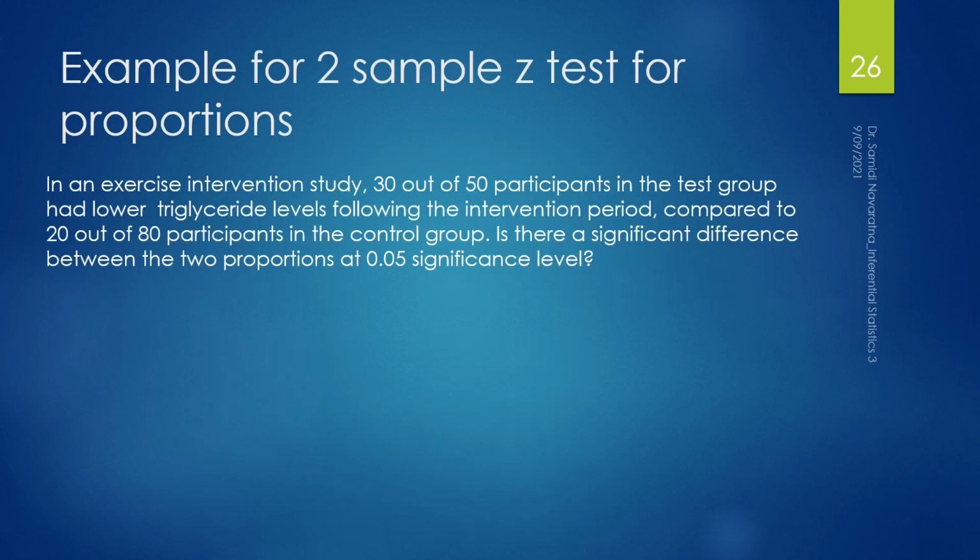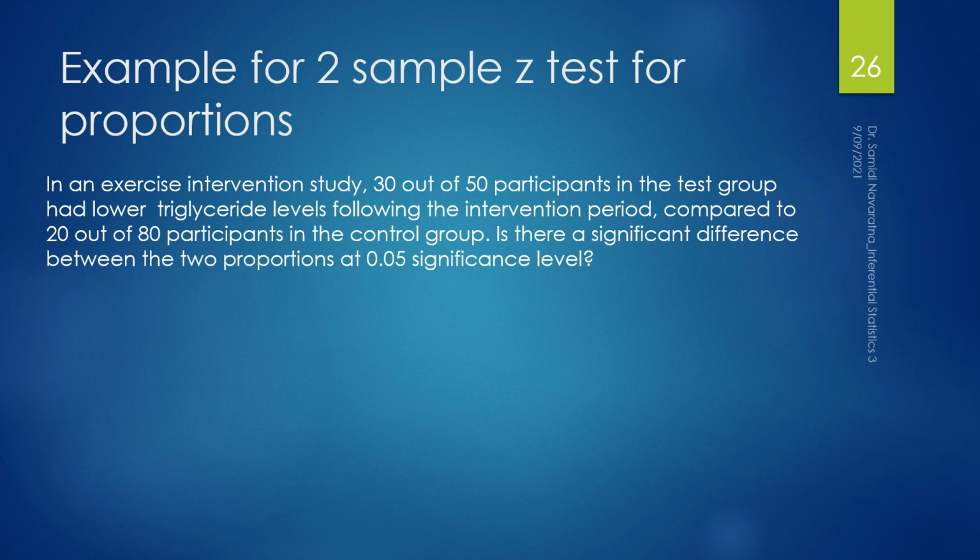Let's look at an example for hypothesis testing using two sample Z tests for proportions. In an exercise intervention study, 30 out of 50 participants in the test group had lower triglyceride levels following the intervention period compared to 20 out of 80 participants in the control group. Is there a significant difference between the two proportions at 0.05 significance level?